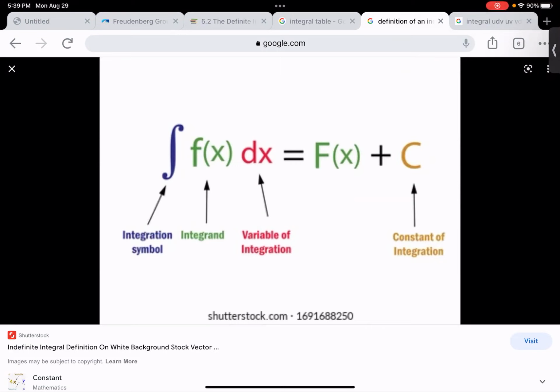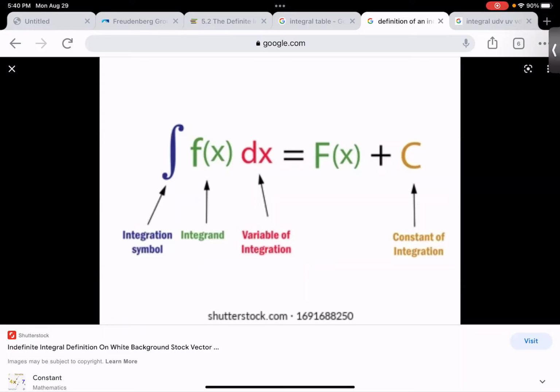Today we're going to go over the indefinite integral. In the last video, we talked about approximating area by squares, by Riemann sums. But there's a much more efficient way to calculate the area of a function, and that is through an integral.